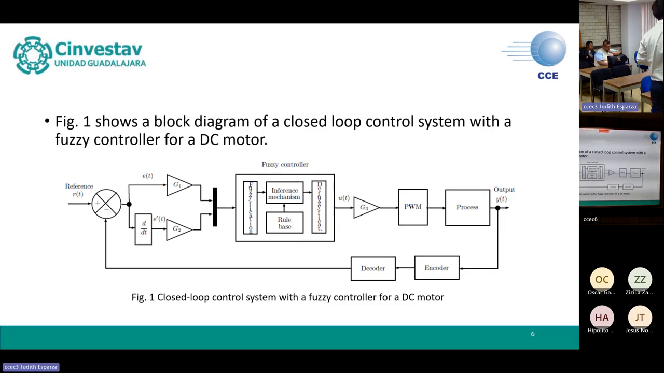Figure 1 shows a block diagram of a closed loop control system with a fuzzy control for a DC motor. We have a subtractor, derivative, the gains, the fuzzy controller with the four main parts, PWM, the process or the plant, in this case the DC motor, the encoder and a decoder in order to get the speed and the sense of rotation of the rotor.